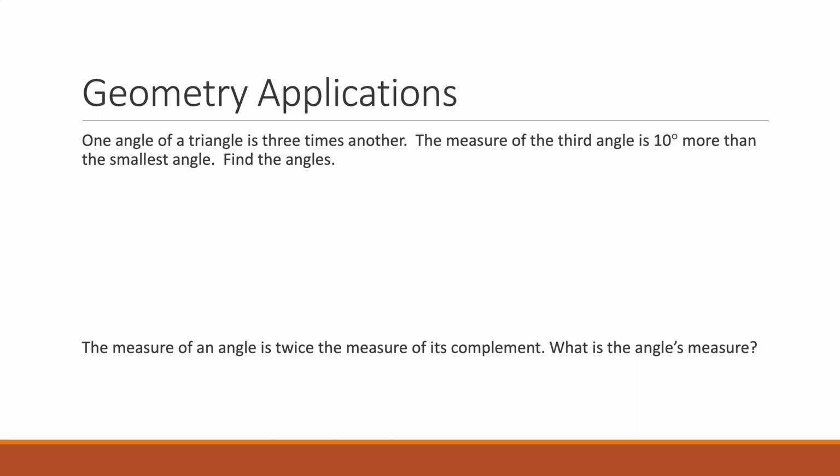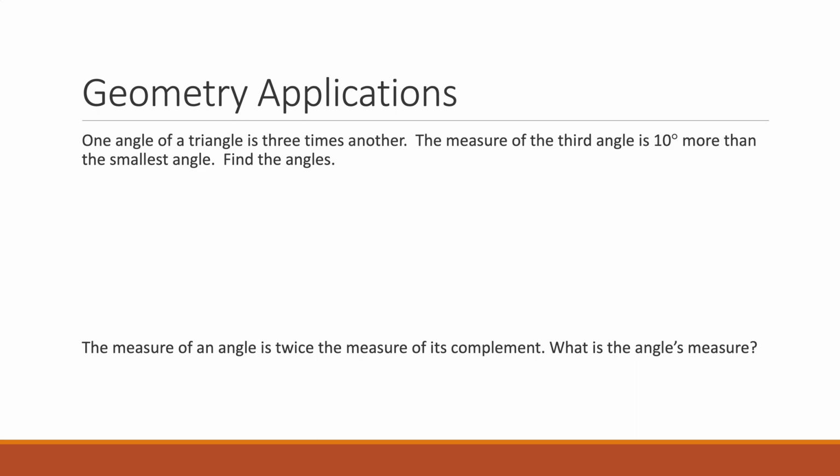So here's our first geometry application. One angle of a triangle is 3 times another. The measure of the third angle is 10 more than the smallest angle. Find the angles. Now, for this particular geometry application, we're not going to do a stop and start because we have another one coming right after this that's just like it. But I want to show you how to begin.